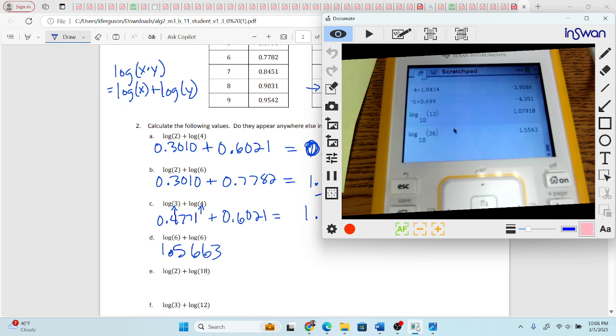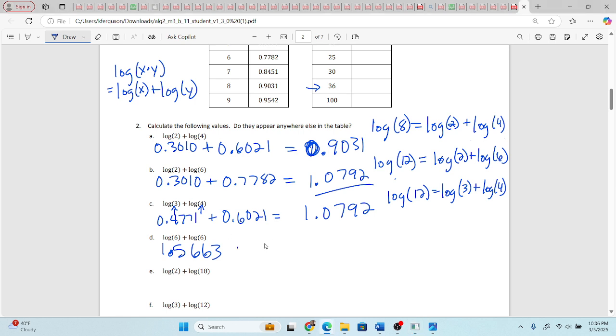Boom. 1.5. Oh, shoot, that's a little different. That says 1.5563. Well, it's supposed to be approximate. So trust me, it's close enough. All right, so it's approximately, that's what approximately means. It means it's really close, but not exactly.